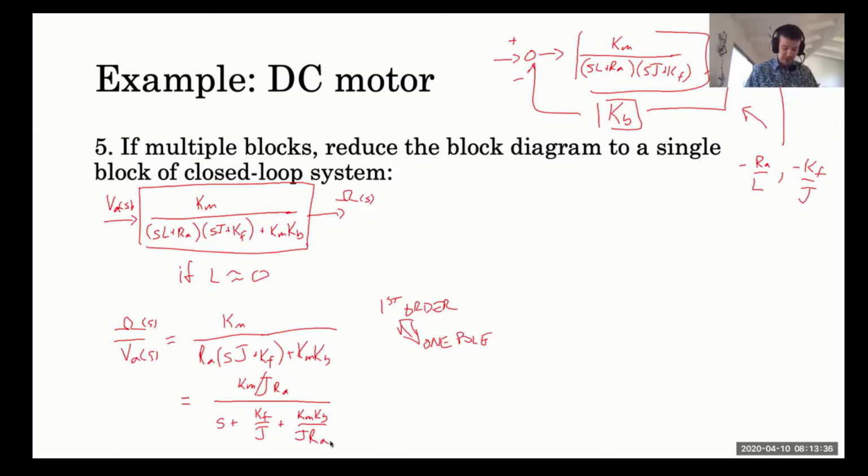So what did I do? I pulled out an RA from the bottom and stuck it up top. And then I did the same thing with the capital J. And then I isolated the S and I got these terms all alone by themselves over here. So the pole is going to be at the negative of this value. So whatever that is, negative times all that stuff.